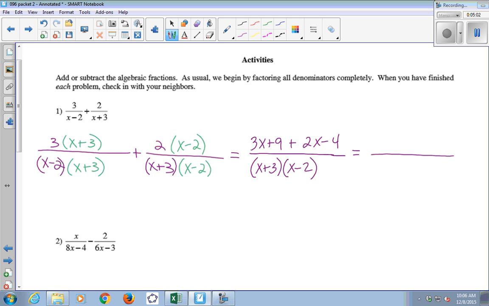All right, so now I just combine like terms in my numerator. So 3x and 2x is 5x. 9 minus 4 is 5. Am I done? Yeah, the numerator, 5x plus 5, can factor. I could factor out a 5 and I'd be left with x plus 1.